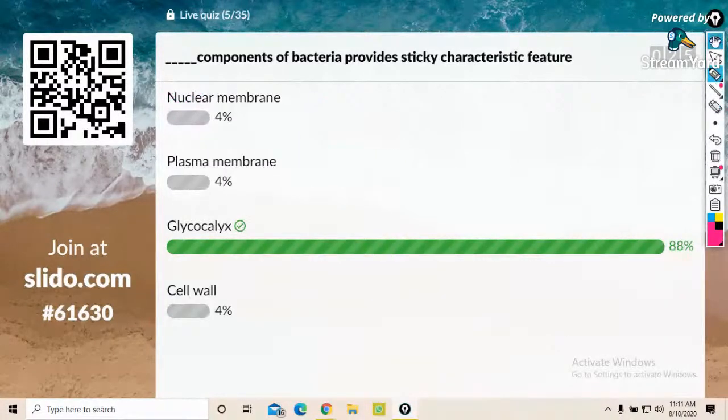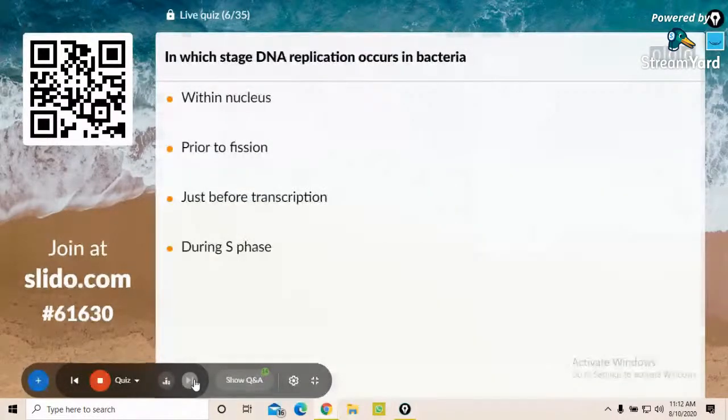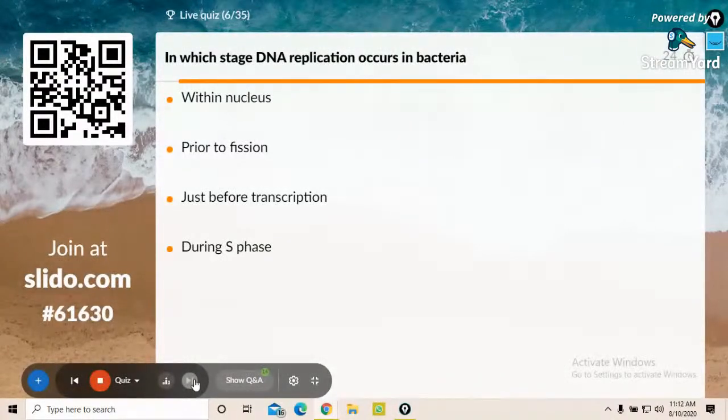Sixth question on the screen. In which stage does DNA replication occur in bacteria? Options: within nucleus, prior to fission, just before transcription, during S phase.